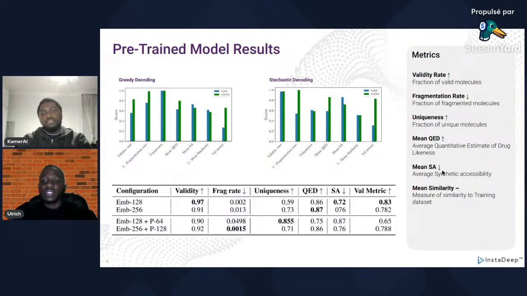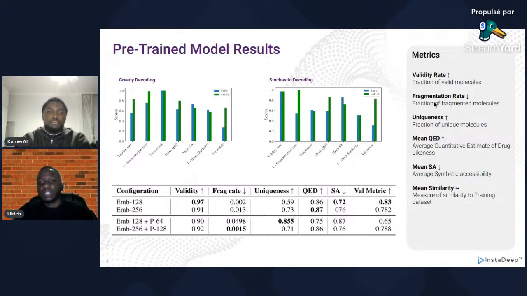And then there's the synthetic accessibility. This is a metric you want to reduce, because it tells you how difficult it will be to synthesize this molecule in a lab. People in the chemistry field have hard-coded algorithms for estimating these values. So that's the main thing.